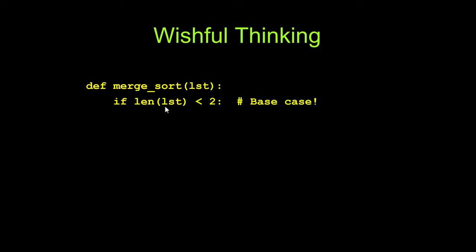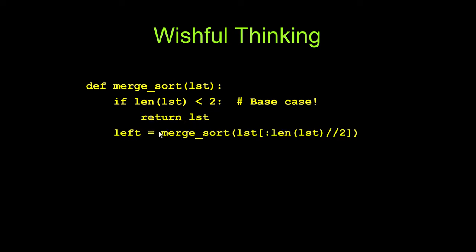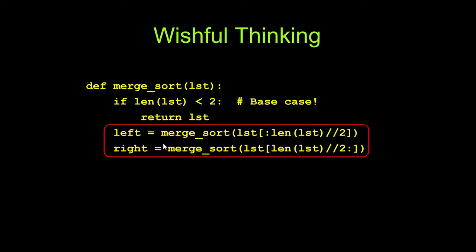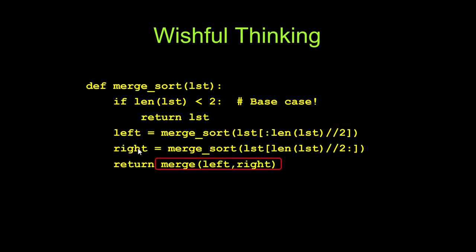Here is how the code looks. Define merge sort, the list that we want to sort. If the length is less than 2, meaning there is only one item, then we can return the list. Otherwise, we divide the list into the left half and the right half and recursively sort each half. The list on the left is from the first item until before the middle, and the list on the right is from the middle until the end. After the left and the right parts have been sorted, we merge them into one sorted list.